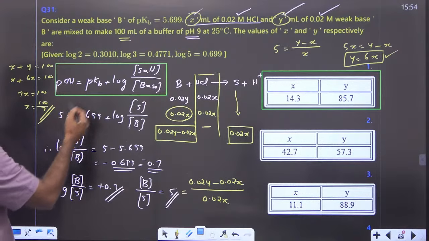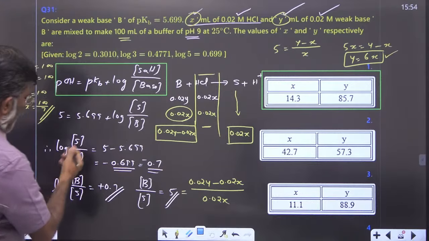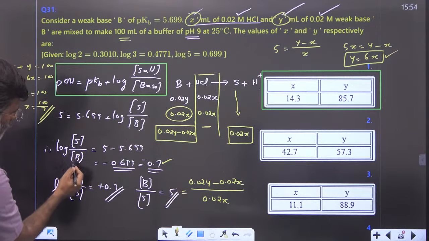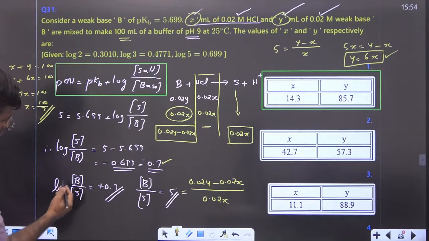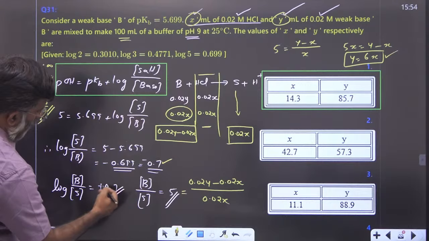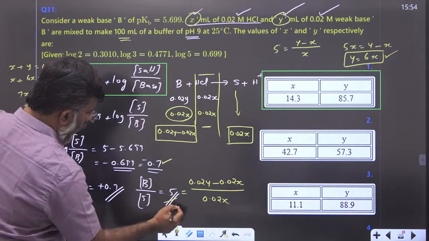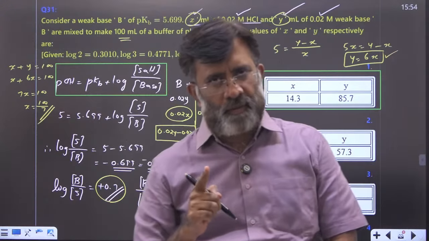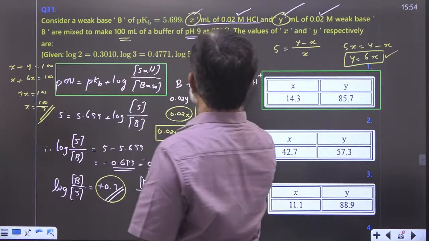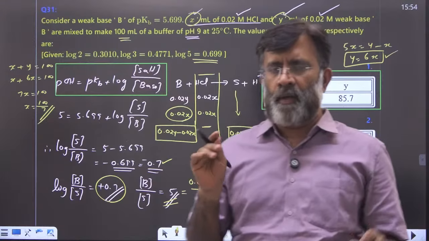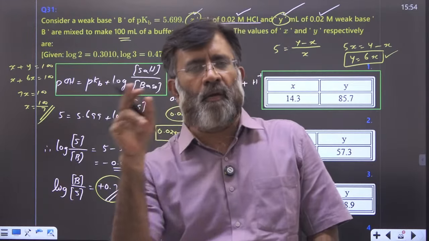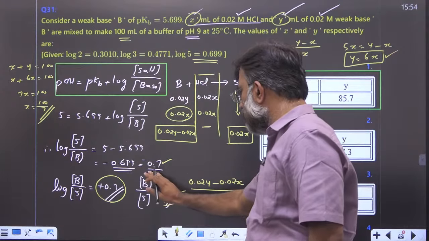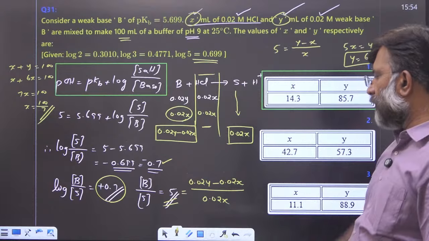Then from this we get pOH, pKb is given, and log salt by base comes to minus 0.7, so log base by salt is plus 0.7, that is base by salt will be 5, because log 5 equal to 0.7, we have studied that. Log 5 is log 10 by 2, which is log 10 minus log 2, 1 minus 0.3, that is 0.7. So we get base by salt equal to 5.